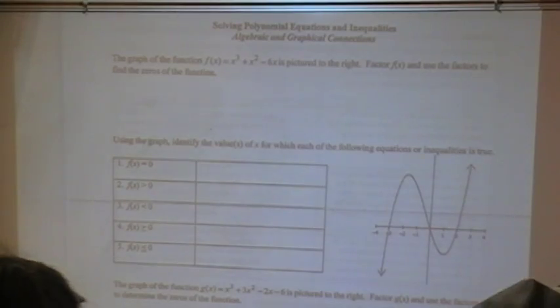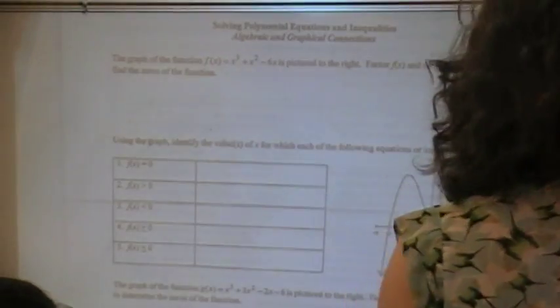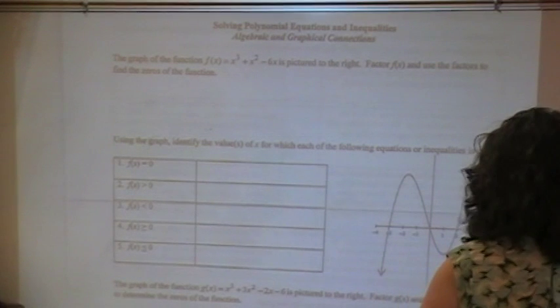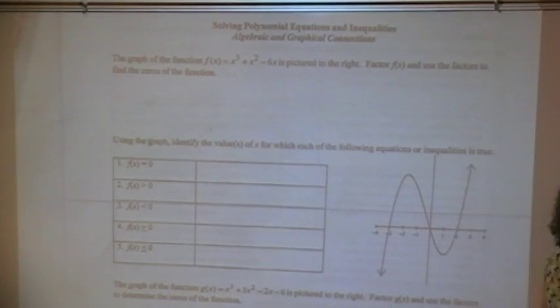Okay, so the first thing it says is the graph of the function is pictured underneath, but it says to factor it and use the factors to find the zeros. So go ahead and factor over us. It's just like what we've been doing, and we've been factoring forever and ever, so it should be pretty easy.